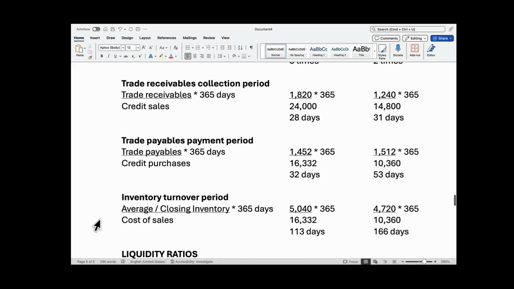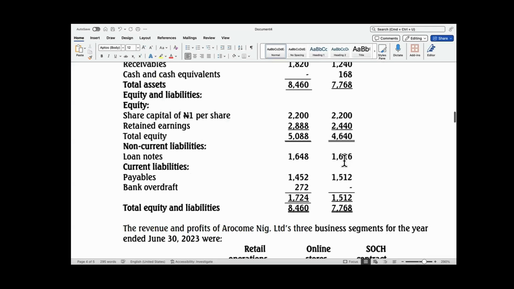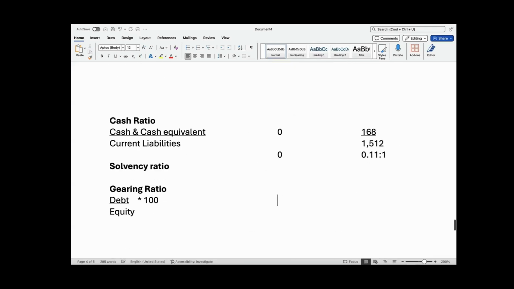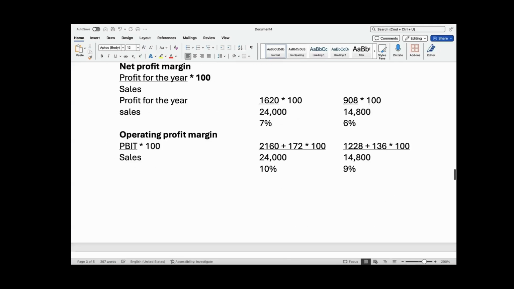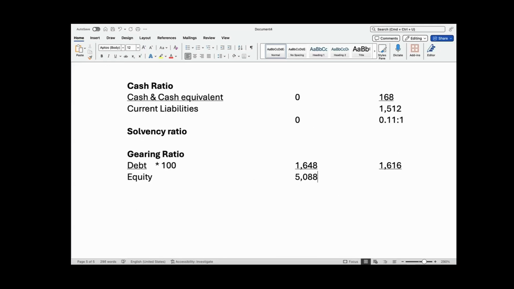It is your loan. You have 1648, you have 1616, over your equity, 5088 and 4640. So how much is that? 32%. This? 35%.